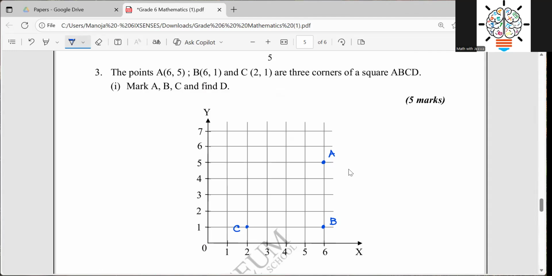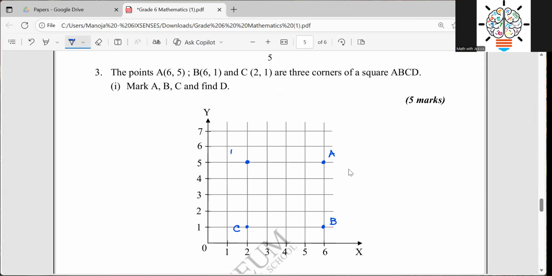First, we will check what is the distance from A to B. 1, 2, 3, 4. We have 4 squares. Then we will check from B to C how many squares we have. 1, 2, 3, 4. If it is a square, all the 4 sides should be equal, no? So then how can we find the D point? From C I count 1, 2, 3, 4. So then it should be here.